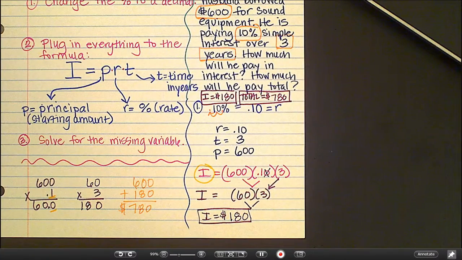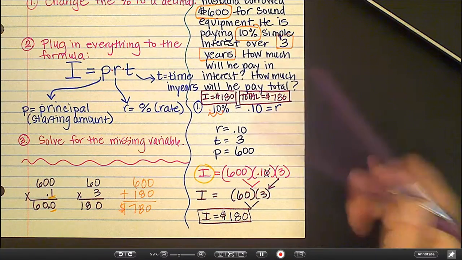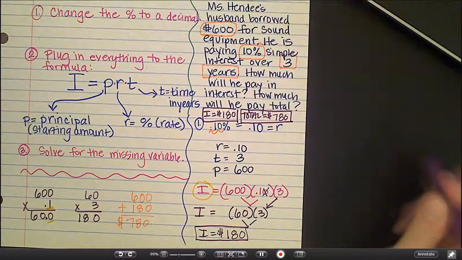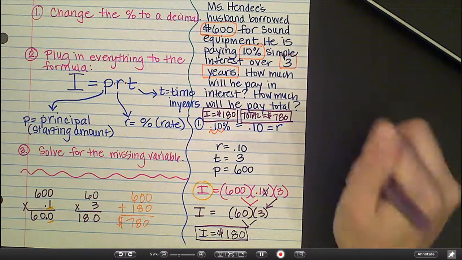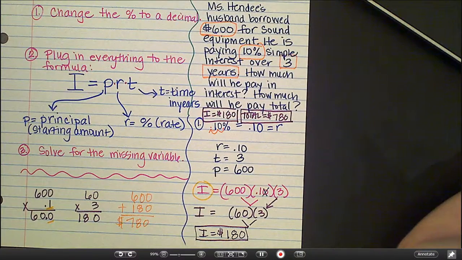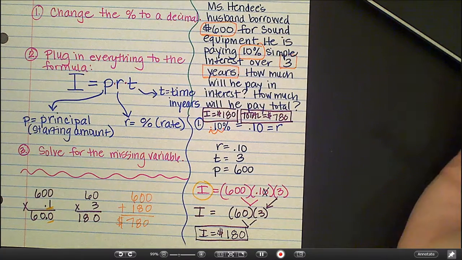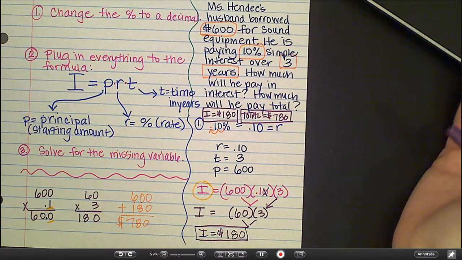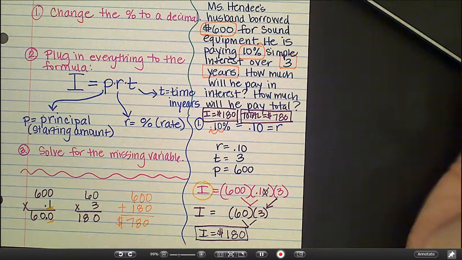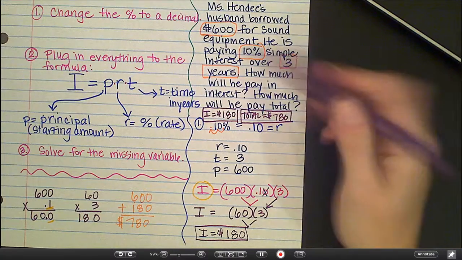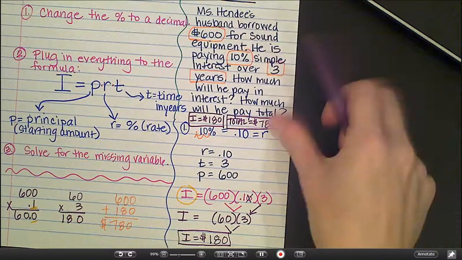Now, basically this is the same thing as sales tax because we're changing our percent to a decimal. We're multiplying our percentage to our total, but in this case, we're also multiplying it by time. That's the only difference there. But you're still multiplying the percentage, which is a decimal, and you're getting an answer. And then you're taking that answer and adding it to the original total, or the original amount.